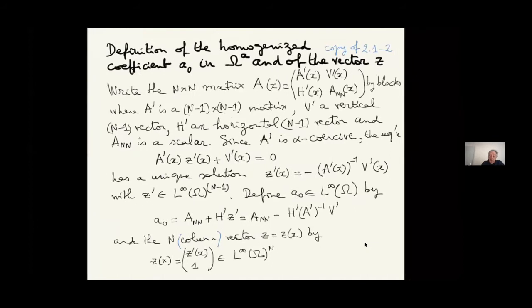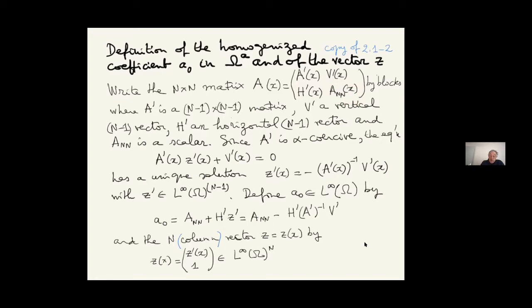Okay, so let me define the coefficient A0 in omega A, and also some vector function zeta, which will play an important role in the proof. For that, I write the n by n matrix A in blocks, like that. So here you have a block n minus 1 by n minus 1, which is A prime. You have a vertical vector B prime, which is in L infinity of omega to the power n minus 1, a horizontal vector which is in L infinity of omega to the power n minus 1, and the last coefficient, ANN, which is in L infinity.